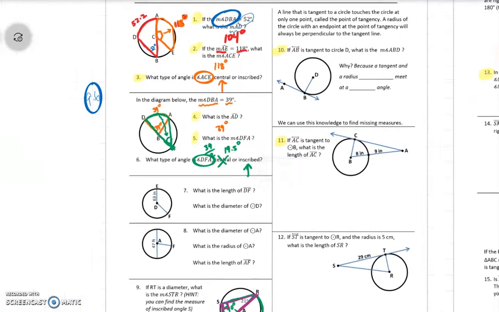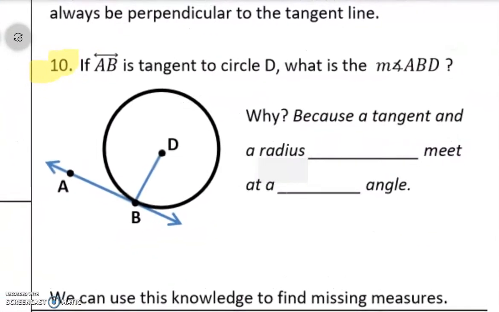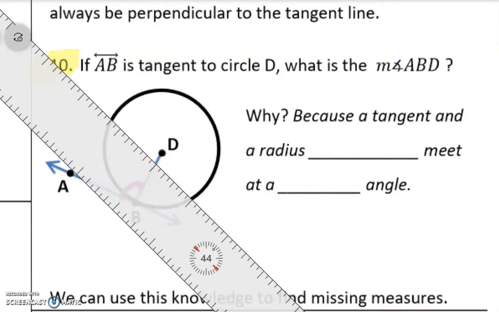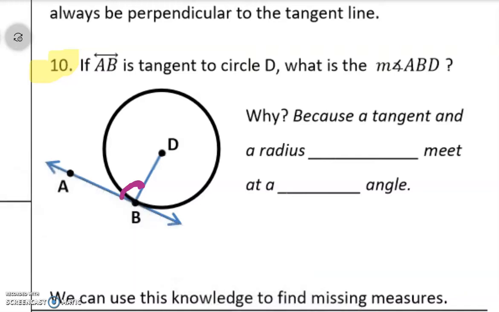Moving right along, let's jump up here to number 10. It says if AB is tangent to circle D, what's the measurement of angle ABD? So this angle right here, right? So if this is a tangent line here, which it is, it says it is, that means it touches only once. And then see how it's meeting the radius at the same exact point, point B. We call that the point of tangency.